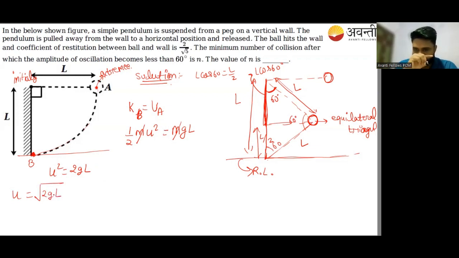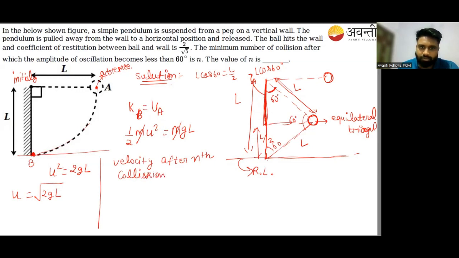Now, from the knowledge of continuous collision, you must remember this formula: the velocity after the nth collision will be Vn equals e raised to the power n into the velocity at first collision. So this is equation number 2 and this is our equation number 1.